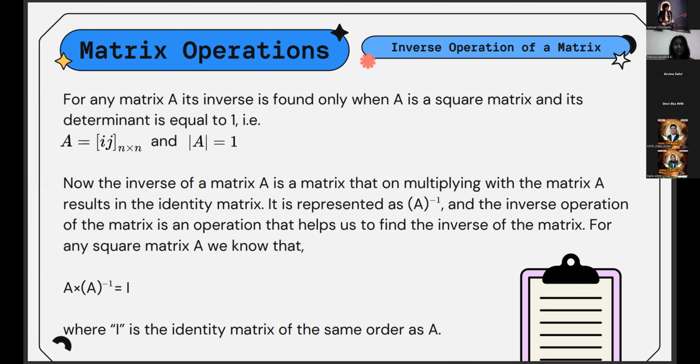Now, the inverse of a matrix A is a matrix that, on multiplying with the matrix A, results in the identity matrix. It is represented as A to the power of -1, and the inverse operation of the matrix is an operation that helps us to find the inverse of the matrix. For any square matrix A, we know that A multiply A to the power of -1 equals I, where I is the identity matrix of the same order as A.